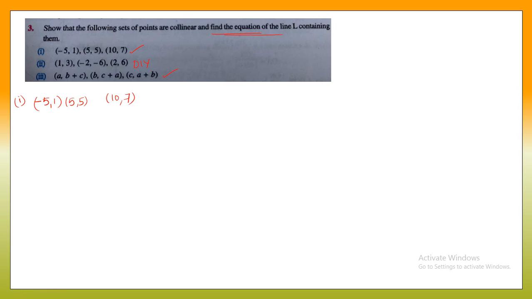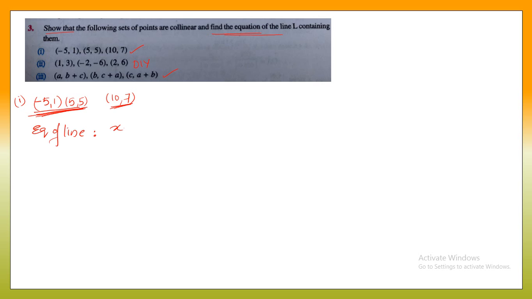In this I am going to consider these 2 points first. By using these 2 points I am going to find the line equation, and then I am going to substitute this third point. If it satisfies, then I can say that they are collinear. Since he said so, most probably it may satisfy. So I am going to find the equation of the line using the first 2 points.